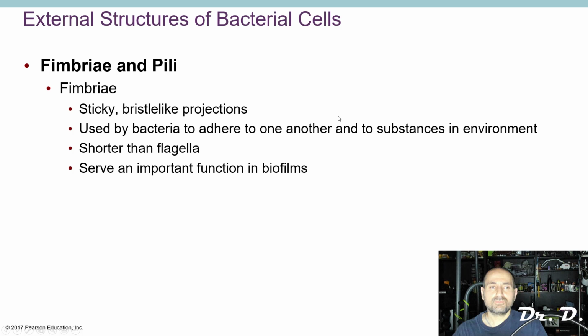All right, here are some more extensions or external structures you might see on bacterial cells. These are called fimbriae and pili. Fimbriae are protein extensions, sticky, bristle-like projections from the cell. These are not there for motility, because they are much shorter than flagella. They are there to stick to surfaces. They are used to adhere to one another or to substances in the environment. They serve to function in biofilm formation.